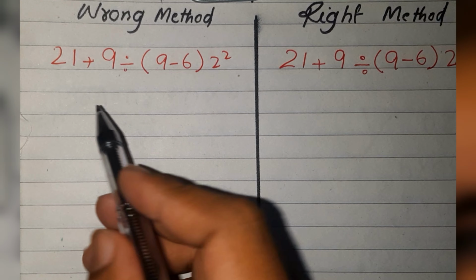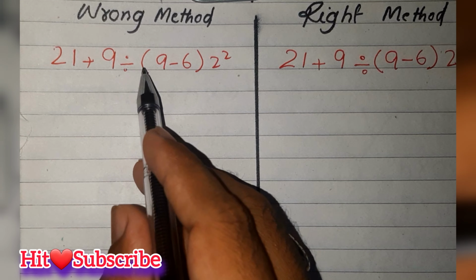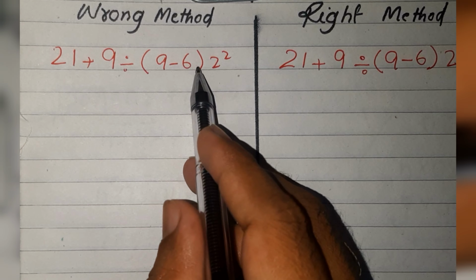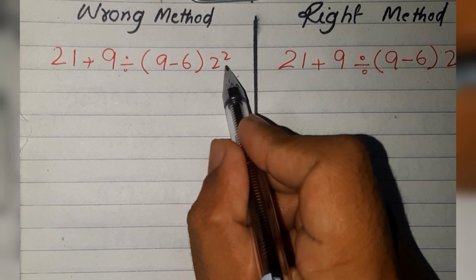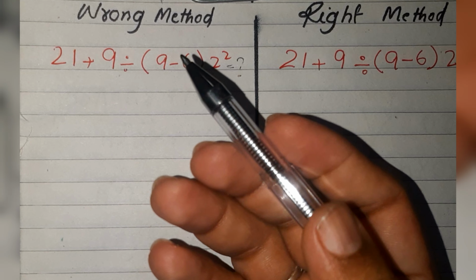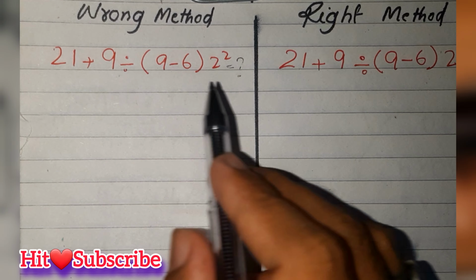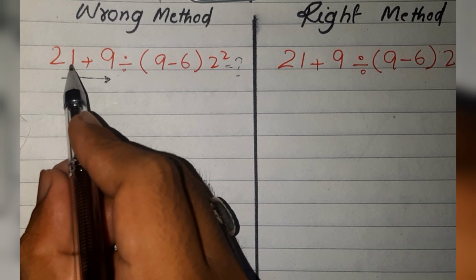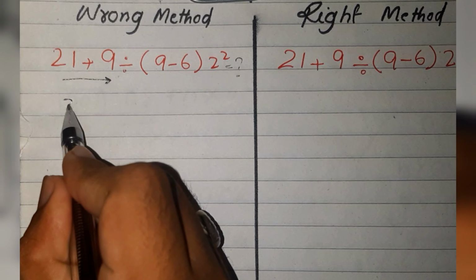If we have the expression 21 plus 9 divided by (9 minus 6) times 2 squared, then what is the correct answer of this question? Many people when solving this question go straight left to right. It means first they do addition: 21 plus 9 gives us 30.